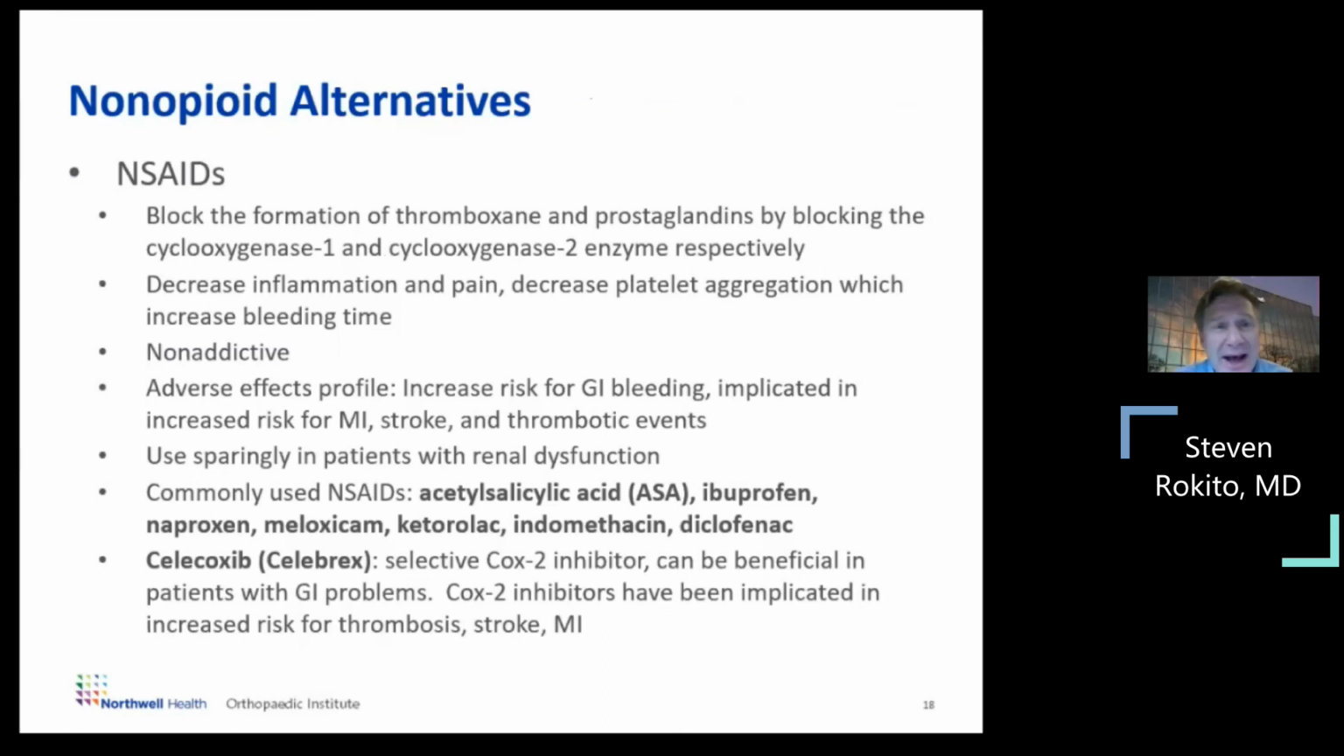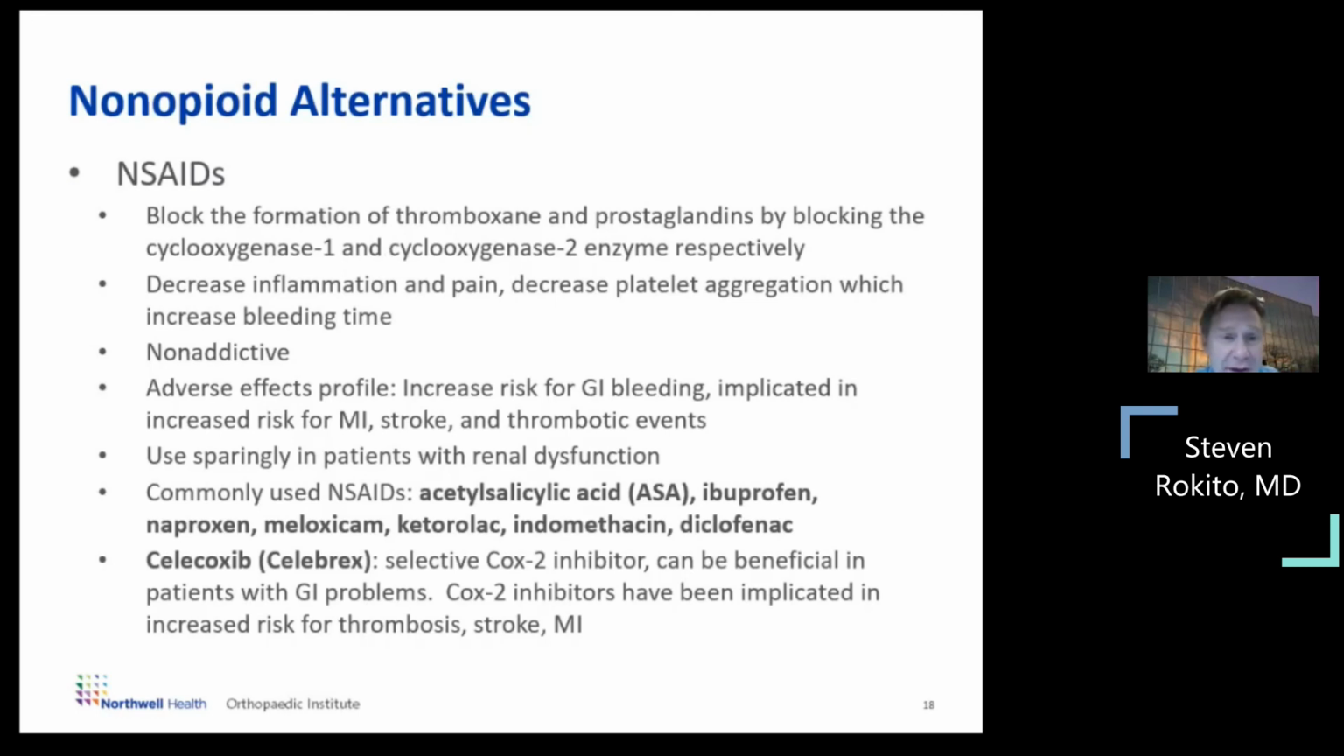Moving on to non-opioid alternatives. The biggest group of non-opioid alternatives that we're commonly aware of and frequently prescribe are NSAIDs. NSAIDs are non-steroidal anti-inflammatory drugs. They block the formation of thromboxane and prostaglandins by blocking the cyclooxygenase 1 and cyclooxygenase 2 enzymes, respectively. They work to decrease inflammation and pain. They decrease platelet aggregation, which increases bleeding time. The benefits are they're non-addictive.